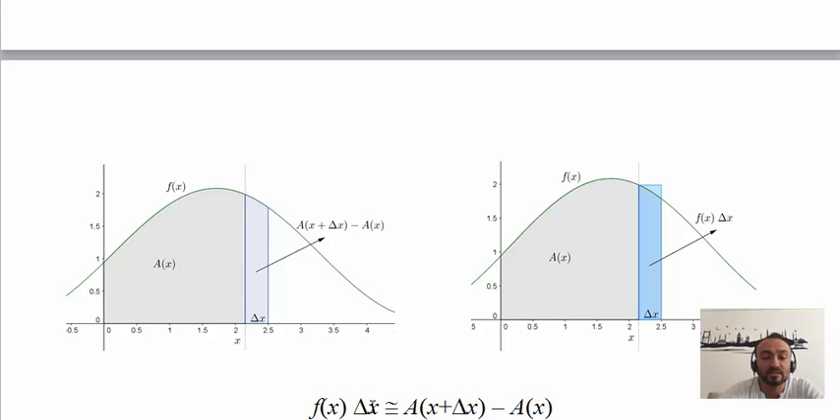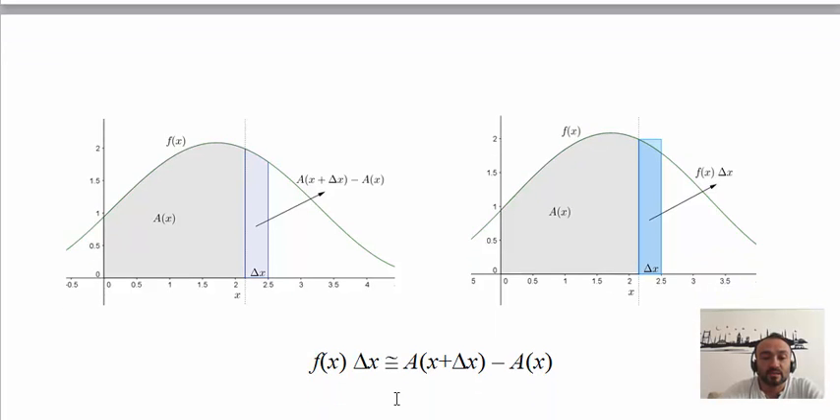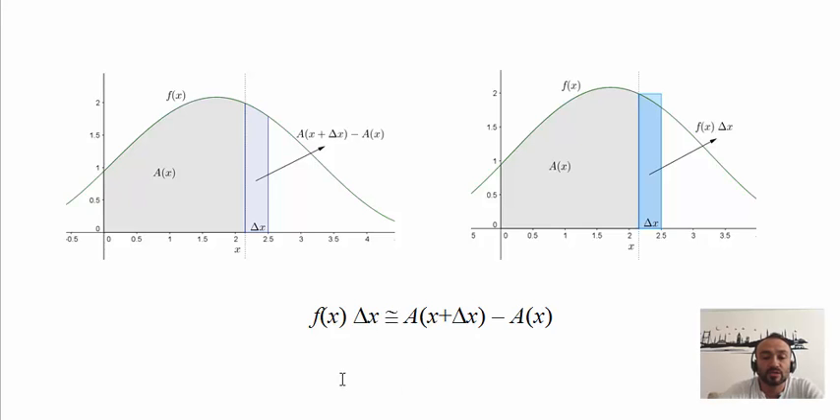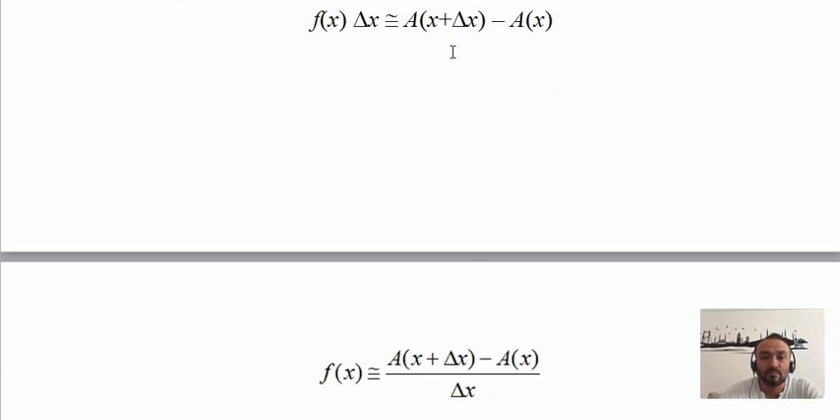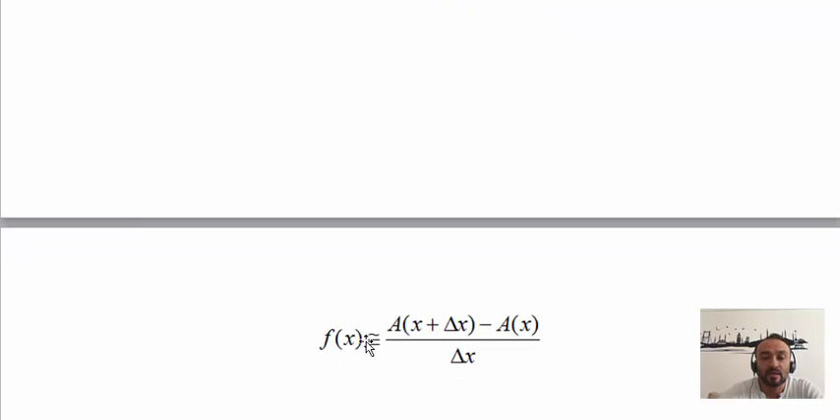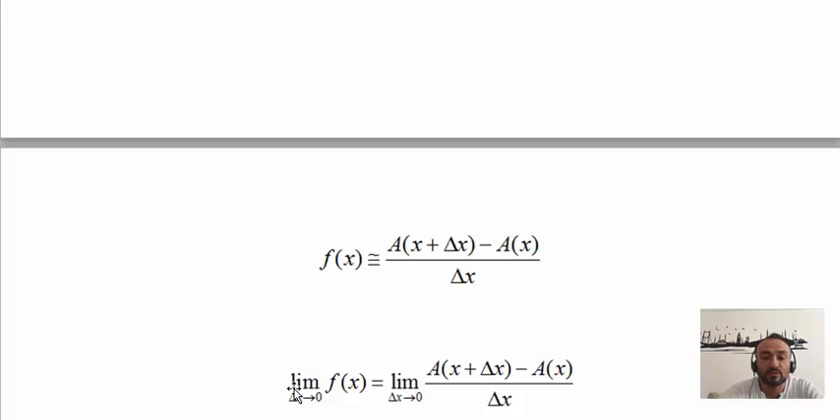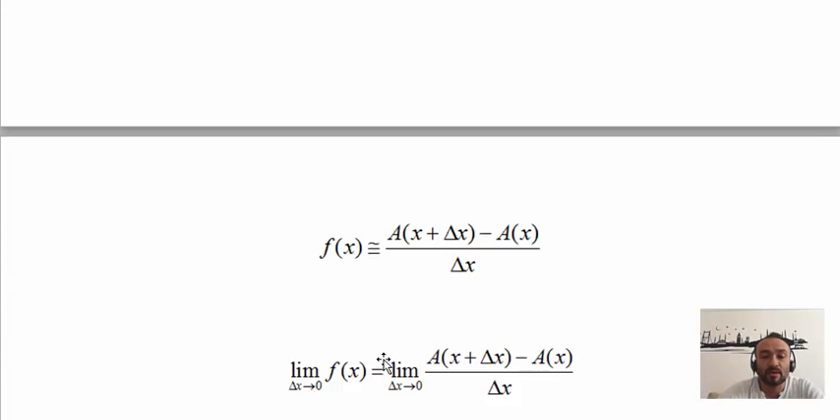If delta x is sufficiently small, this approximation will improve. Let's rewrite this equation like that by dividing both sides by delta x, and let's take the limit of both sides while delta x goes to 0. In this way, you may turn the approximately equal sign into an equal sign.